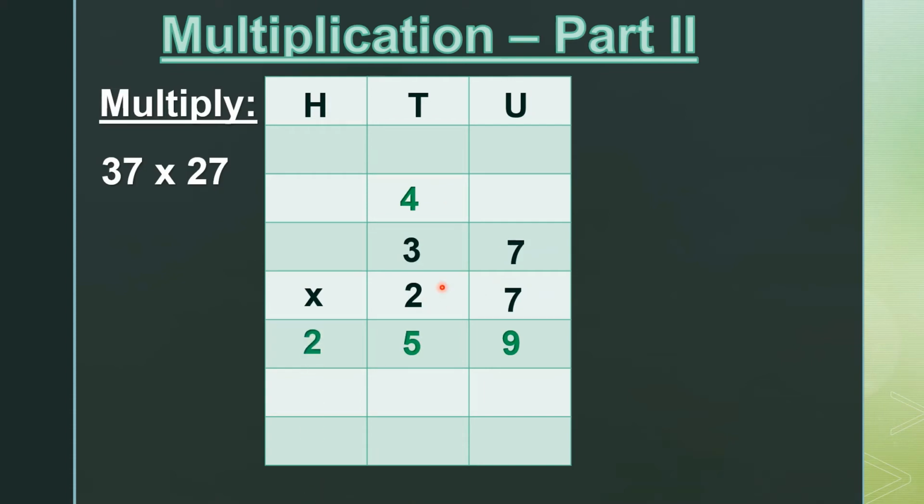Now let us multiply 37 by 2 tens. Since 2 is in tens place, we say it as 2 tens. So 37 multiplied by 2 tens, that is 20. First in the units place, we will write 0. Now we start multiplication. 2 sevens are 14. We write 4 in tens place, 1 is carried to tens place up. 2 threes are 6. 6 plus 1 we get 7.